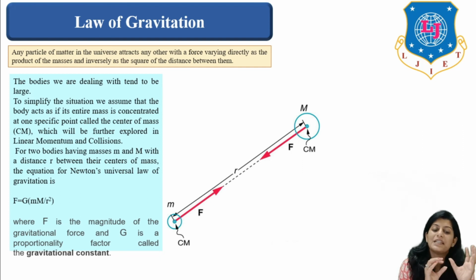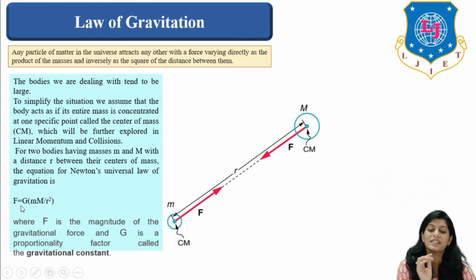Here F is the magnitude of the gravitational force, whereas G is the proportionality factor called the gravitational constant, right? So this is our law of gravitation. We must understand this formula, what it means, what it tries to say, and we must learn and remember this formula. The magnitude of the gravitational force is equal to the gravitational constant multiplied by the product of the masses of both bodies, divided by the square of the distance between their centers, right? So that is the law of gravity.